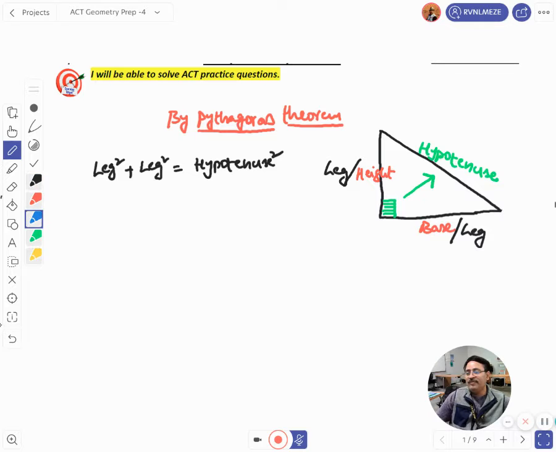Some people prefer to write this as a square plus b square equals c square. Here c represents the hypotenuse. So in today's session, we'll be using mostly the Pythagoras theorem in addition to the other rules. So let's quickly jump to question number 1.